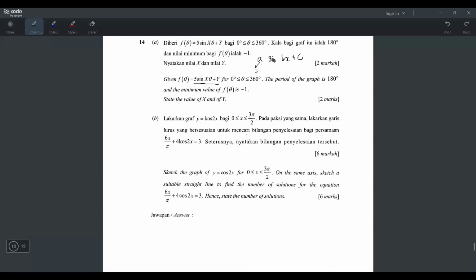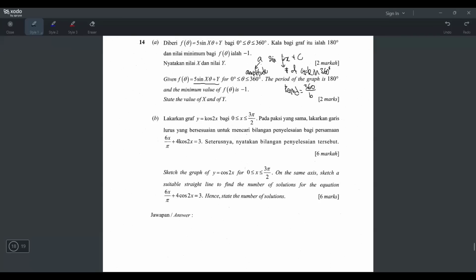The A will be the amplitude, or you can say the maximum or minimum value, right? So I'll just write here amplitude. And then the B determines the period, or I will just write here number of cycles in 360 degrees. And there is a formula. The period formula is 360 over B.